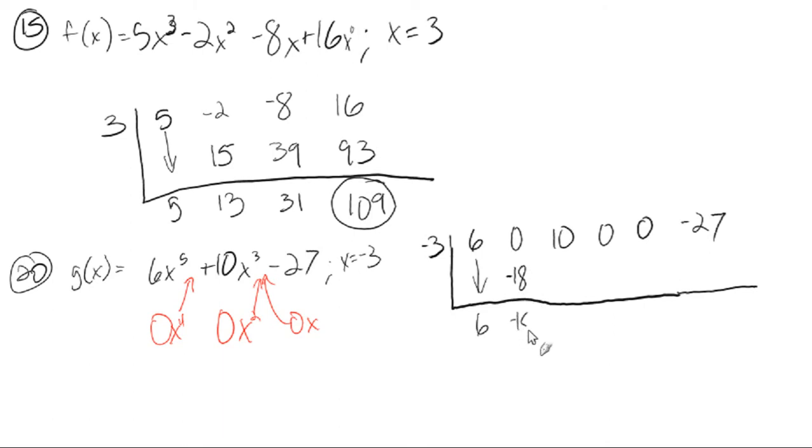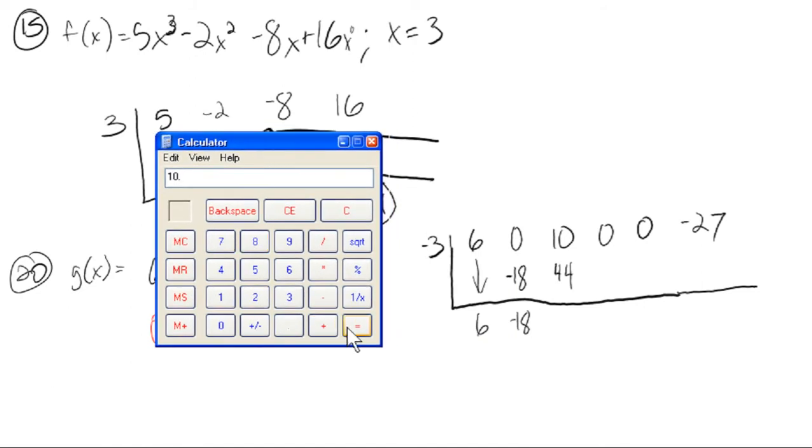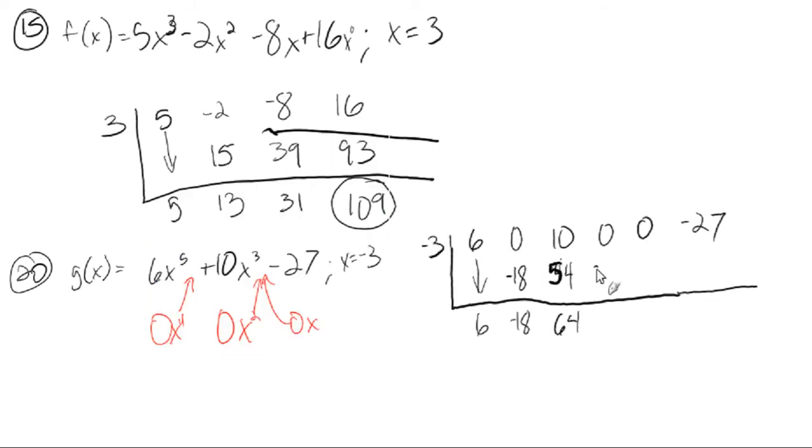0 minus 18 is negative 18. Negative 3 times negative 18. Oh, let's see. That's going to be a positive 54. You might as well pull up the calculator and make sure we're doing this right. 3 times 18 is 54. See what happens. Okay, 54 plus 10 is 64. Negative 3 times 64. Just make sure you get your positive and negative right. So we got negative 3 times 64. That'll be a negative 192.